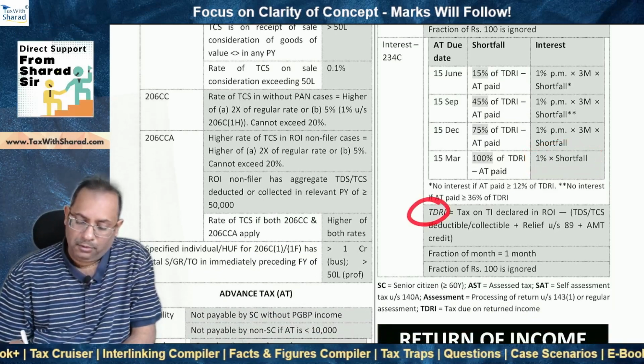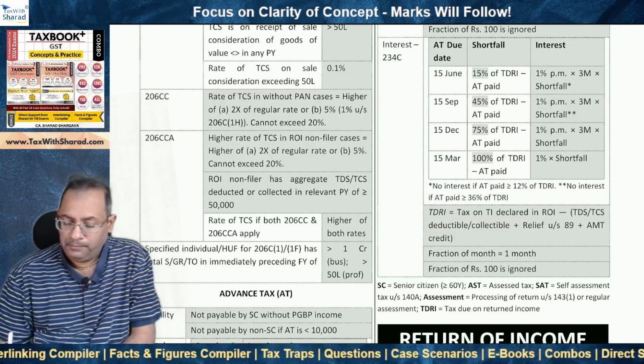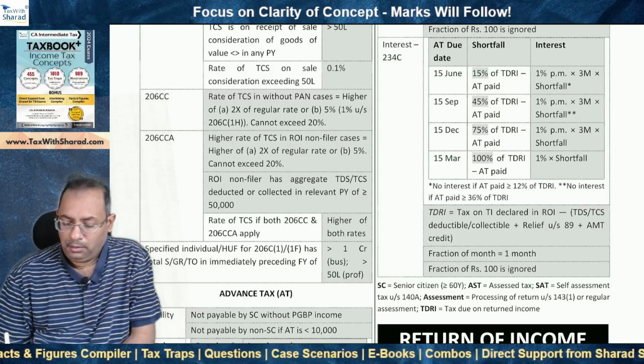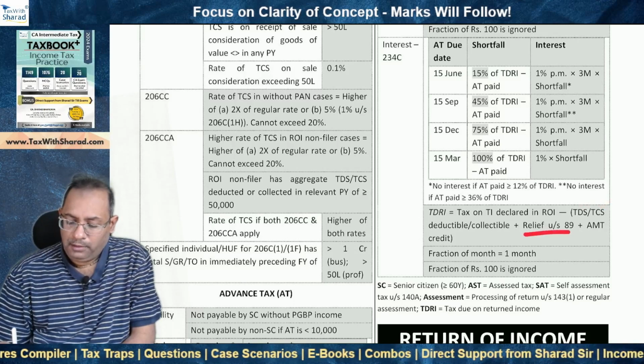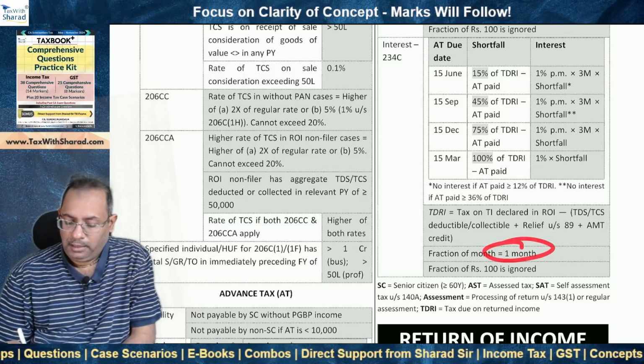How do you compute tax due on return income? It is tax on total income as declared in the return of income. And from this, what do you reduce? You reduce TDS deductible or TCS collectible, relief under section 89 and AMT credit. Fraction of a month is considered as 1 month and fraction of ₹100 is ignored.